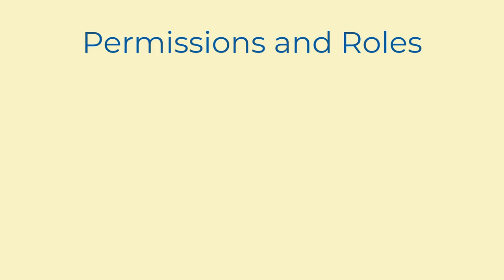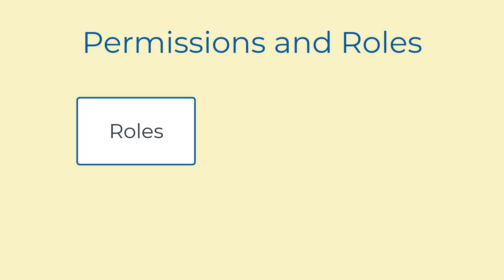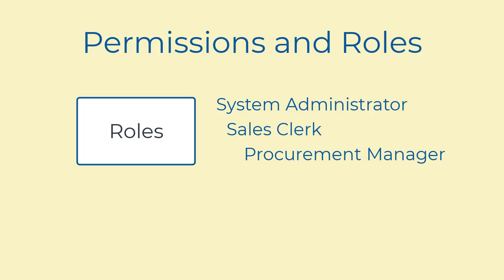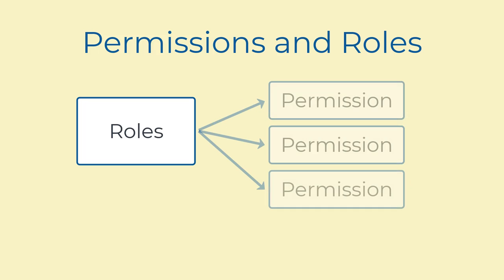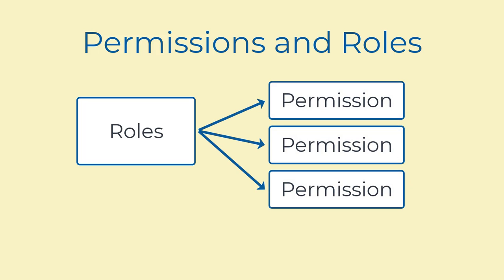Assigning permissions is a three-layer process. The top layer is a set of functional roles. These roles define an employee's responsibilities in the application. Several default roles are provided out of the box, including System Administrator, Sales Clerk, Procurement Manager, Classes Manager, etc. The next layer defines the permissions assigned to each of these roles. Finally, one or more roles are assigned to each user.